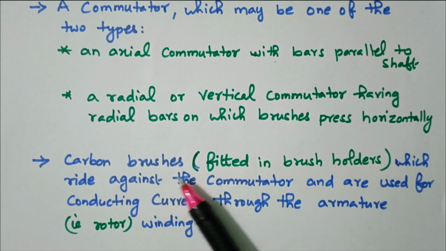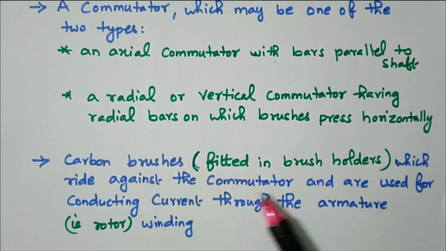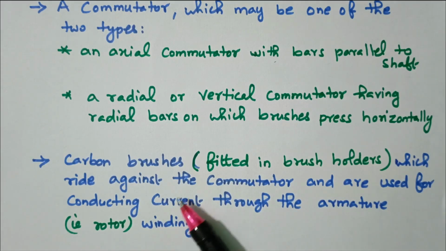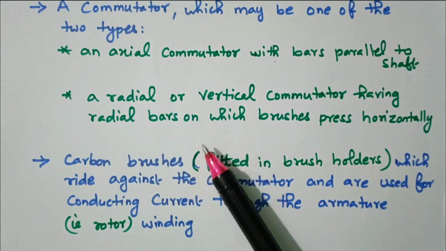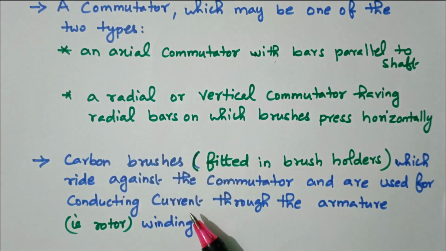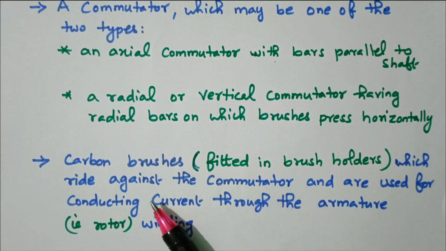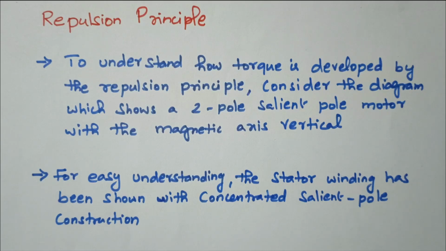Carbon brushes fitted in a carbon holder ride against the commutator and are used for conducting current through the armature winding, that is the rotor winding. So when the commutator is available, automatically we have carbon brushes fitted in the carbon brush holder, riding against the commutator and conducting current through the armature winding. Now we'll see the repulsion principle.